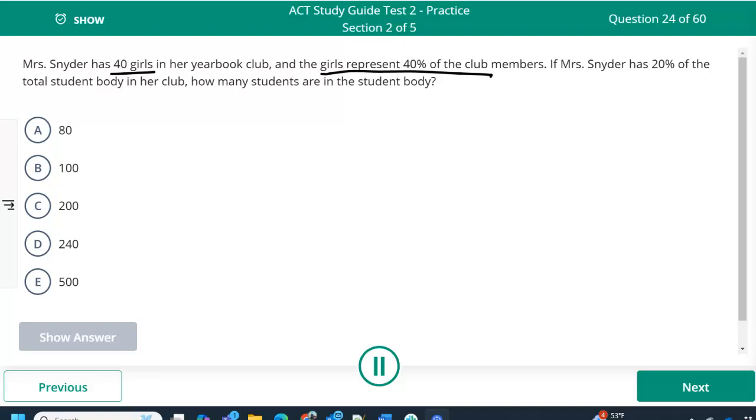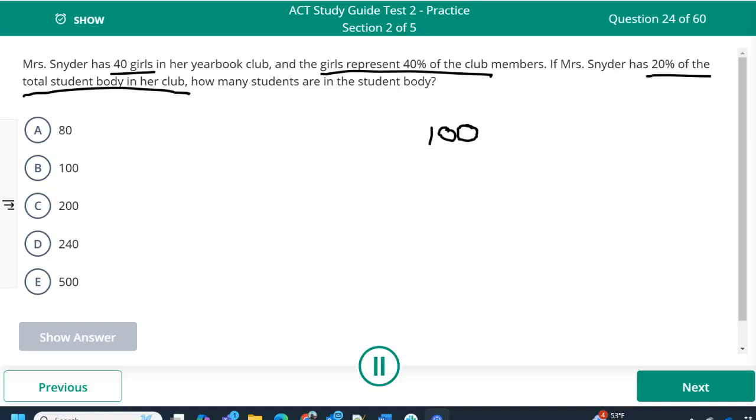Now, Mrs. Snyder has 20% of the total student body in the club. All right, so let's build this up here. If she's got 40 girls in the club, and the girls represent 40% of the club, how many people are in the club? Well, that would be 100. 100 people in the yearbook club.